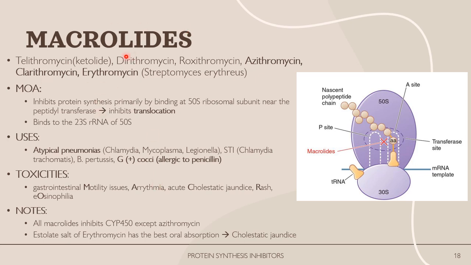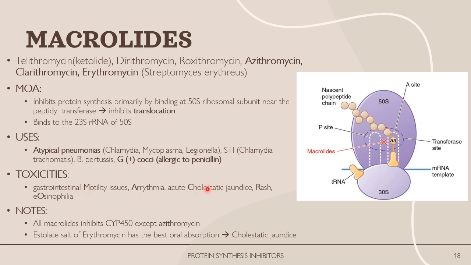So for the side effects of your macrolides, just remember macro. They can cause gastrointestinal motility issues, arrhythmia. If you can still recall, your antibiotic is part of your A, B, C, D, E. Yung letter A natin doon is your antibiotics, specifically yung macrolides natin. So they can cause torsades de pointes. They can also cause cholestatic jaundice, lalo na yung estolate salt of your erythromycin. It can also cause rash and eosinophilia.